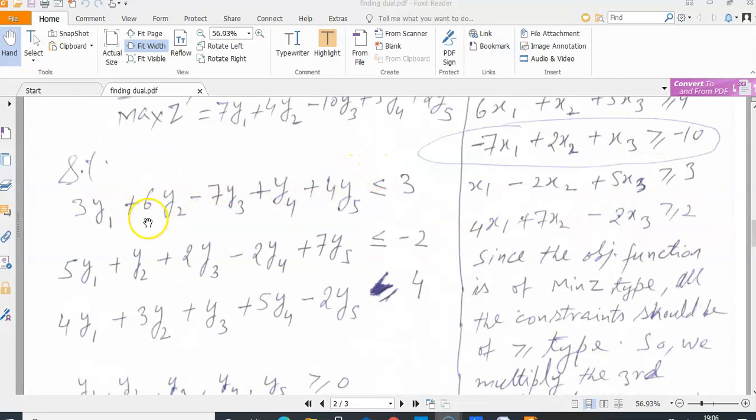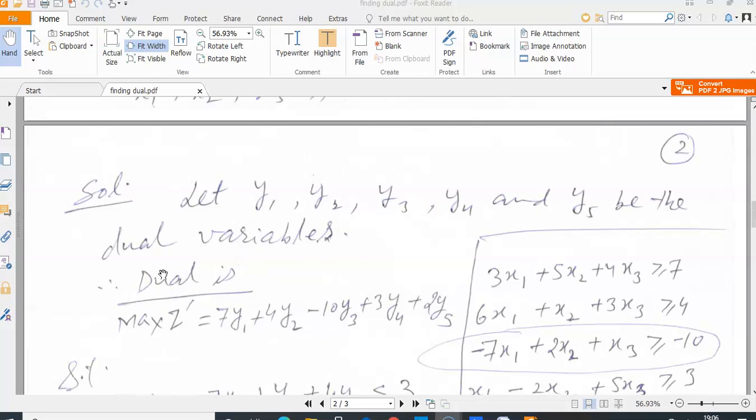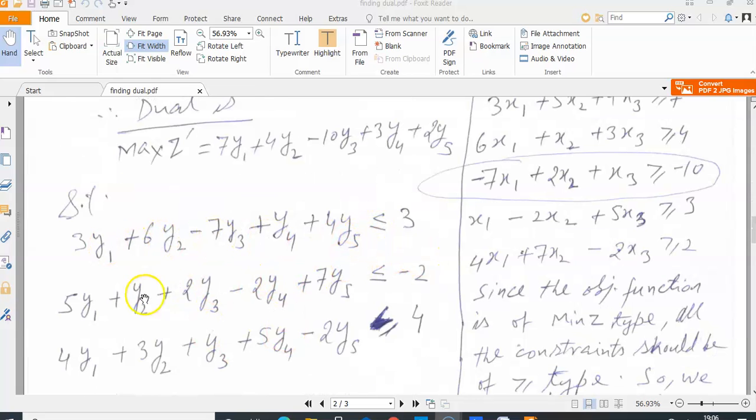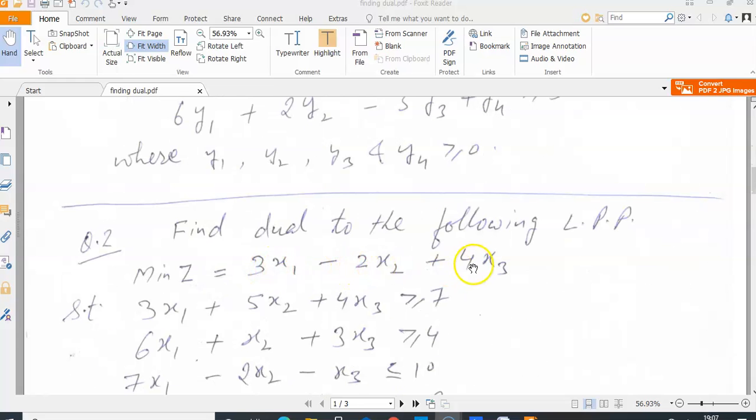Subject to the constraints, there are 3 constraints because there are 3 variables in the primal, and we will go column wise. So this will be the first row: 3y1 plus 6y2 plus 7y3 plus y4 plus 4y5. Similarly with the second column and the third column, we can write the left hand sides of these constraints, and all the signs of inequalities will be reversed. Less than or equal to, less than or equal to, less than or equal to, and the right hand side values will be the coefficients of the primal objective function: 3, minus 2, 4.